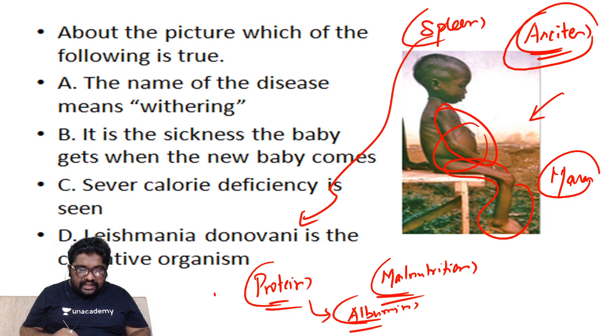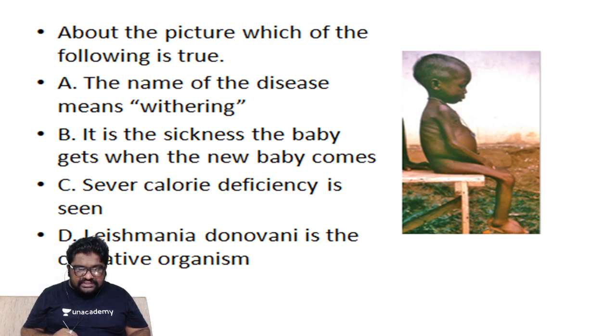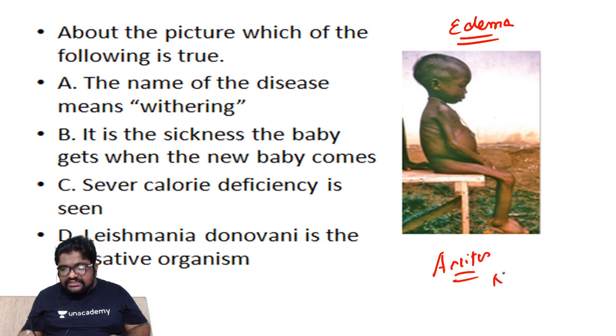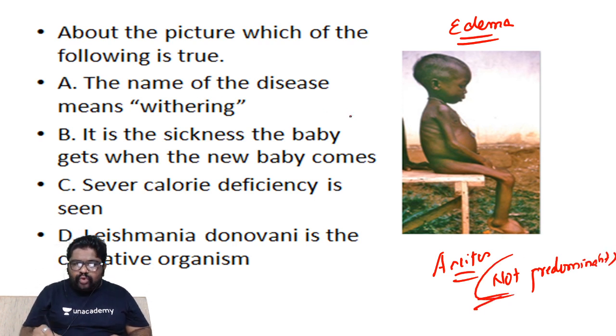Excellent. No. Edema can be seen. Mark my words. Edema can be seen. If it is marasmus, edema is possible. But ascites is not predominant. Excellent, people. Ascites is not predominant if the situation says it is marasmus. So now you understand what is marasmus.